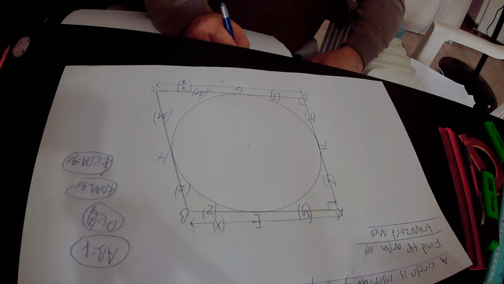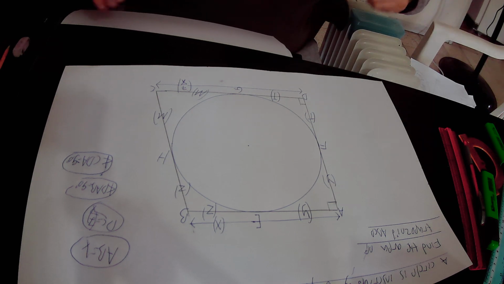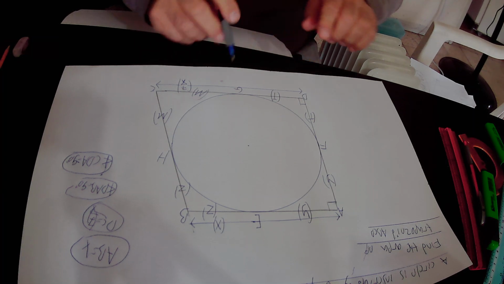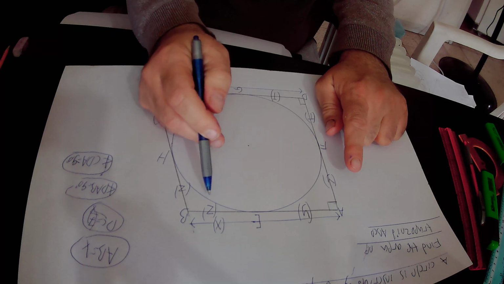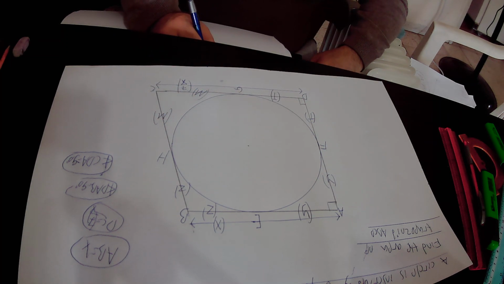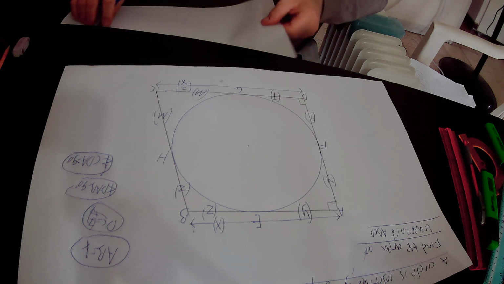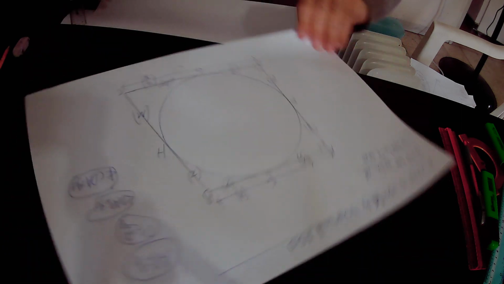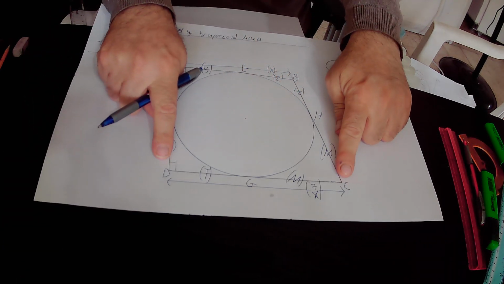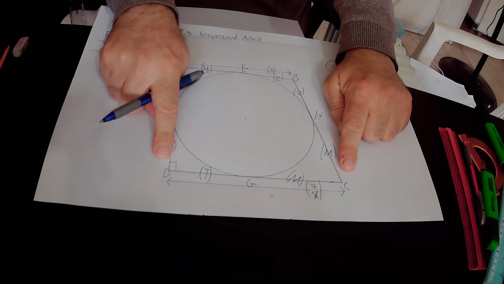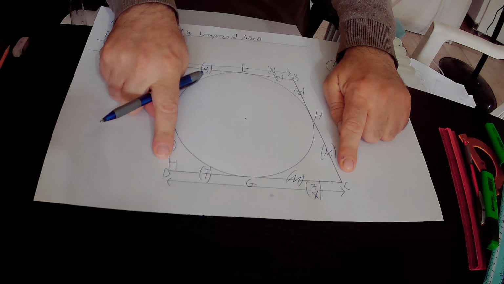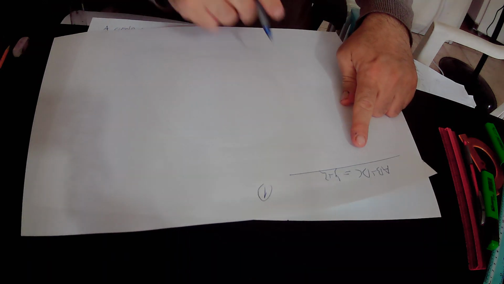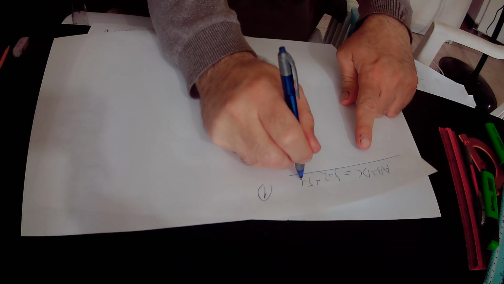So what is the value of AB? AB equals Y plus Z. So AB plus DC equals Y plus Z plus DC. What is the length of DC? From now it is very easy to see that DC equals T plus M. Again, DC equals T plus M.